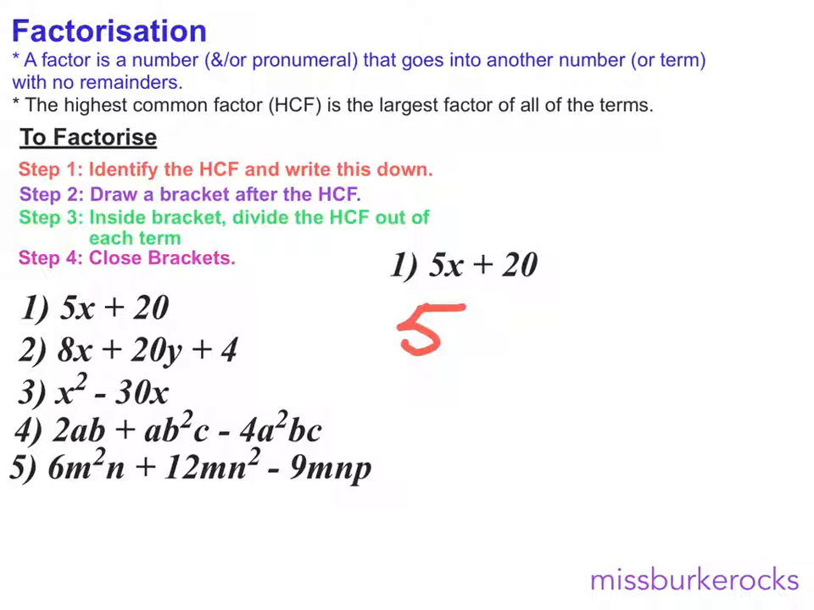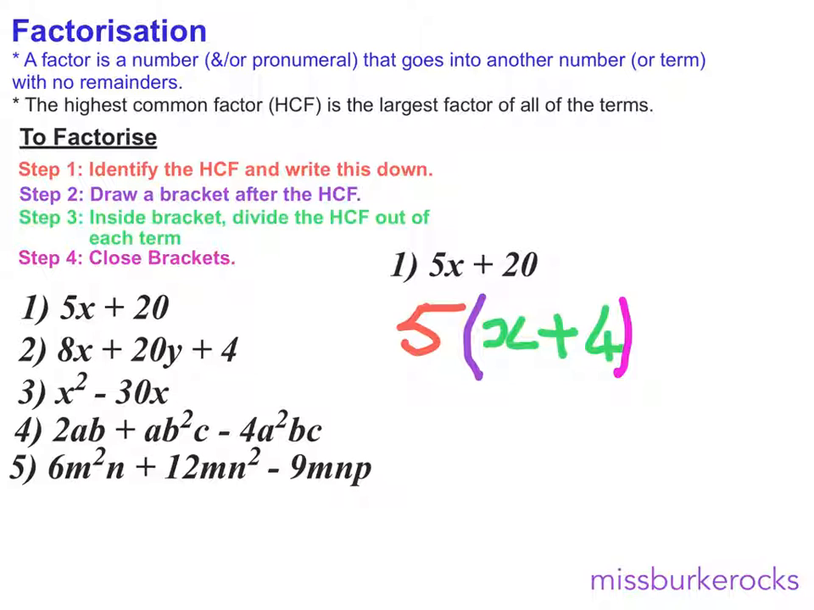Then we need to draw our bracket. Then we need to have a look at the two terms that we've got here and divide our 5 out. So 5x divided by 5 just leaves me with x, and positive 20 divided by 5 gives me 4, because 5 fours are 20 and 5 times x is 5x. So then all we need to do is close our brackets. So we end up with 5 bracket x plus 4 close brackets.